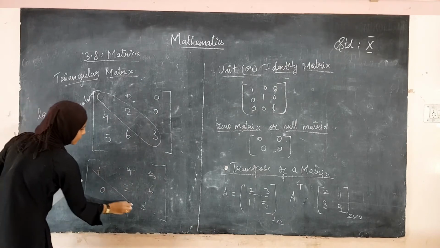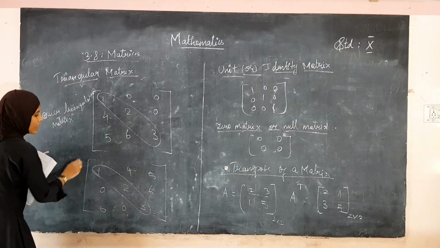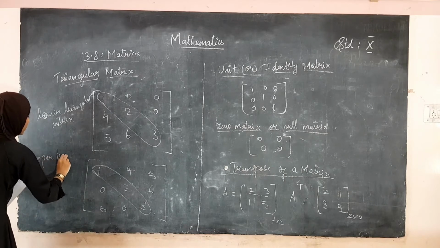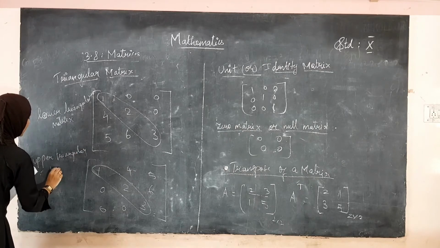So, these are the diagonal elements. When the elements below the diagonal elements become 0, this is said to be the upper triangular matrix. The opposite, okay. This is said to be the upper triangular matrix.